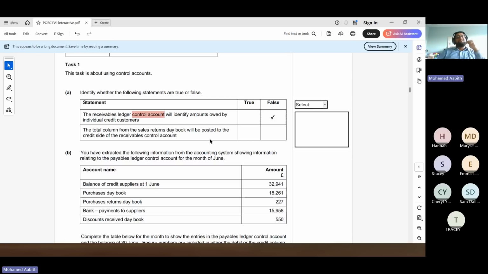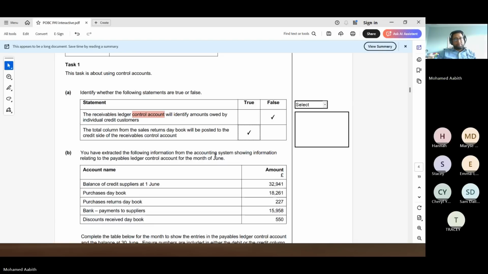So what happens if you have a sales return? The sales return reduces the balance of your asset. Why? You're giving a refund back to them, or you're going to give them a credit note. So the amount the customer owes is going to be reduced. If the balance is already on the debit side, the only way you can reduce it is to go on the credit side. The credit side will automatically bring that amount down. So the total column of the sales return day book will be recorded on the credit side of the receivable ledger control account. So the nature of this statement is correct.